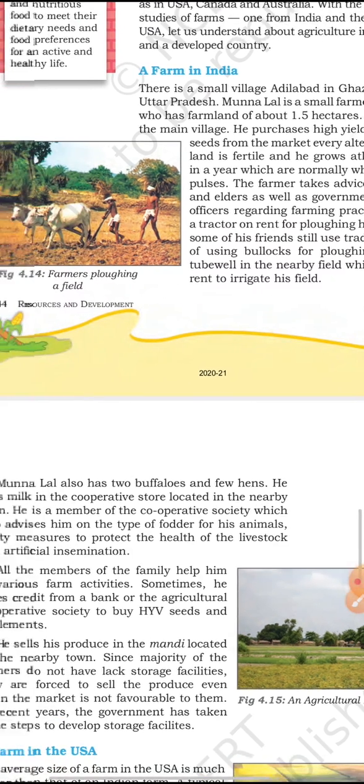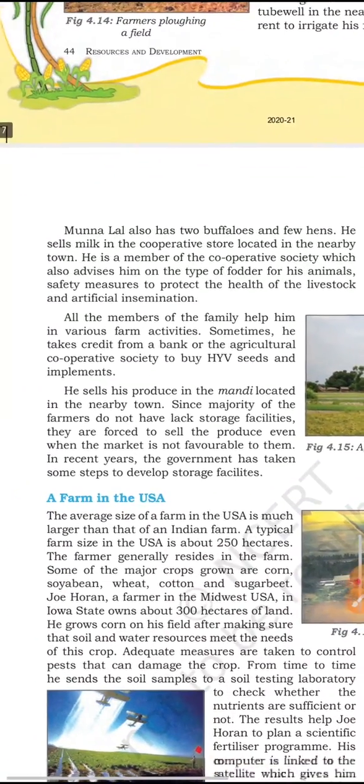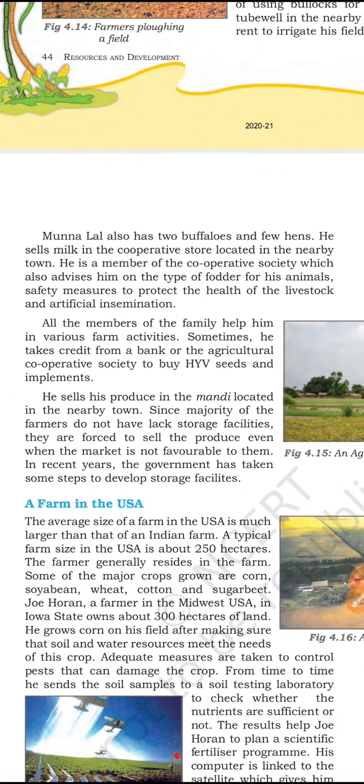Fine. Now let's switch to case number 2. Munna Lal also has two buffaloes and a few hens. Okay, this is still case 1. This is not case 2. This is actually case 1 only. We are dealing with the farm in India right now.